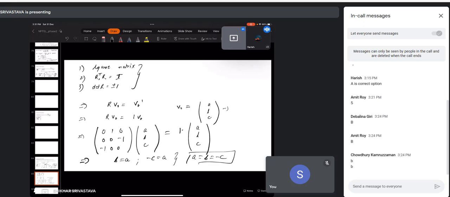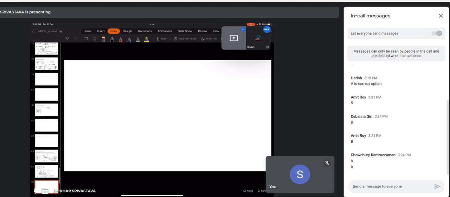So I've just multiplied this side, so I've got 2 equations. First, by solving this into this, I got B is equal to A, and by solving this into this, I got minus C is equal to B. If I'm not wrong, yeah, minus C is equal to B. Combining these 2 equations, you got A is equal to B is equal to minus C.